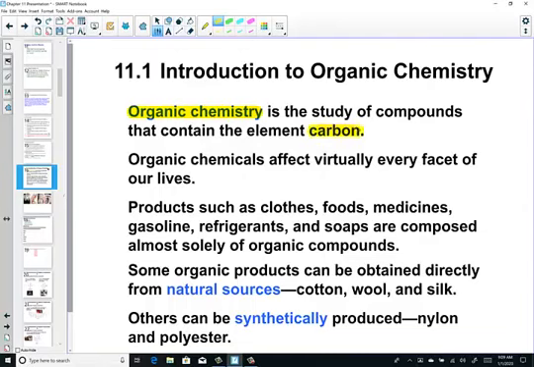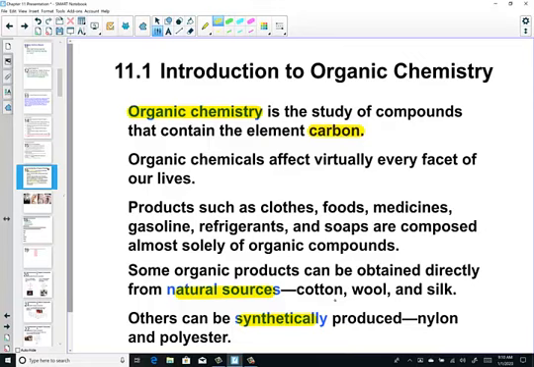Carbon, of course, is the key component of all organic compounds. Organic chemicals affect virtually every aspect of our lives together. Some organic compounds are natural sources and some are from synthetic sources. These products include clothes, foods, medicine. The entire pharmaceutical industry relies on organic chemistry. Fossil fuels such as gasoline, refrigerants, and soaps are all composed of organic molecules.